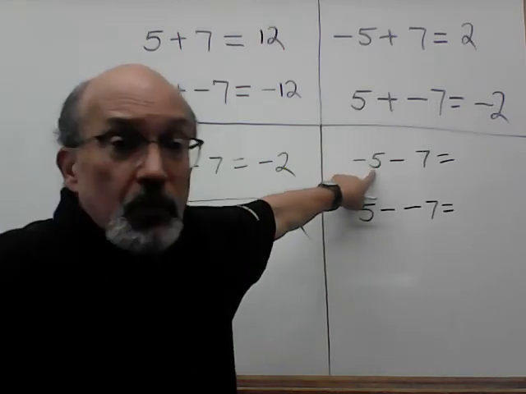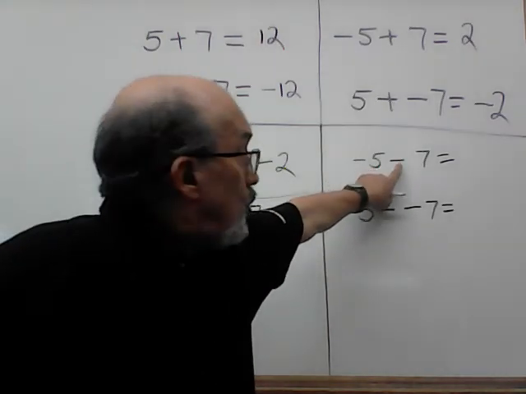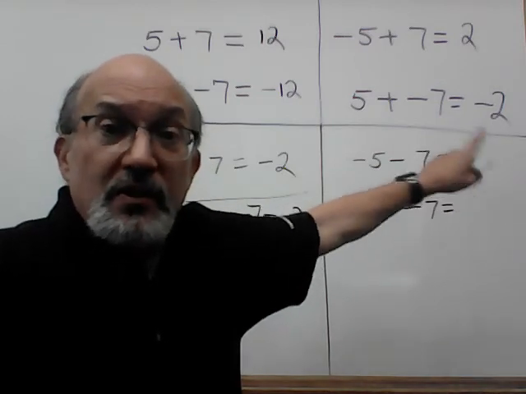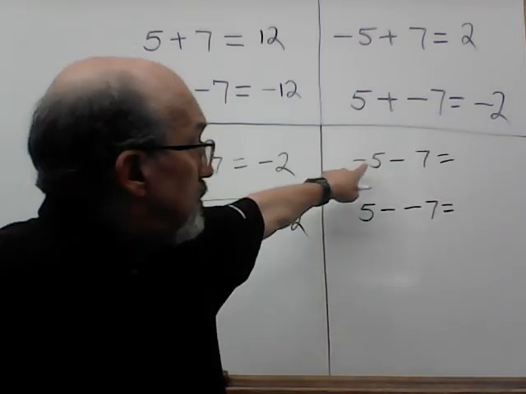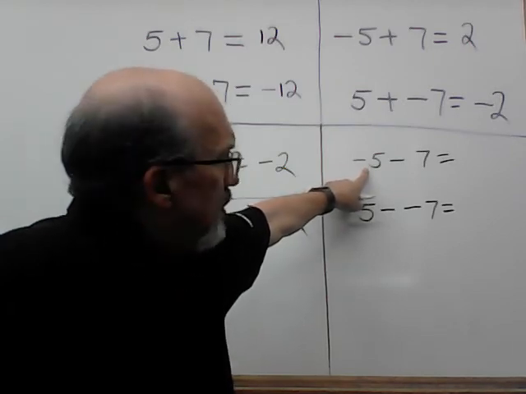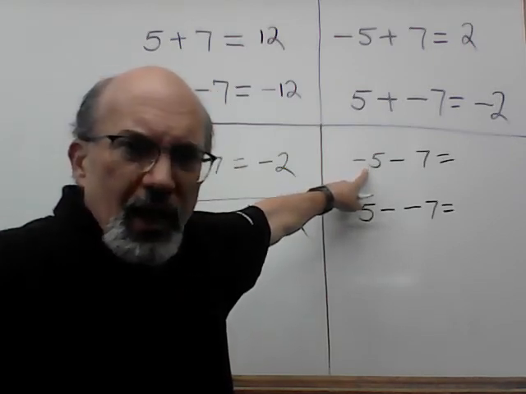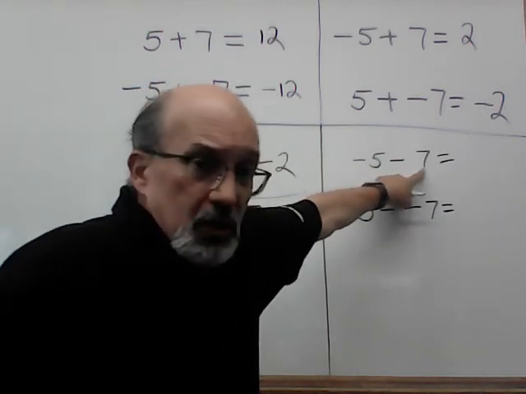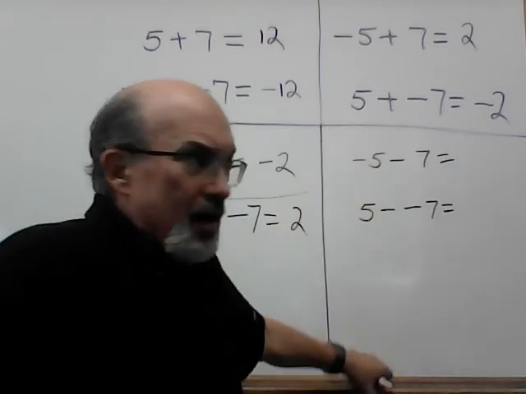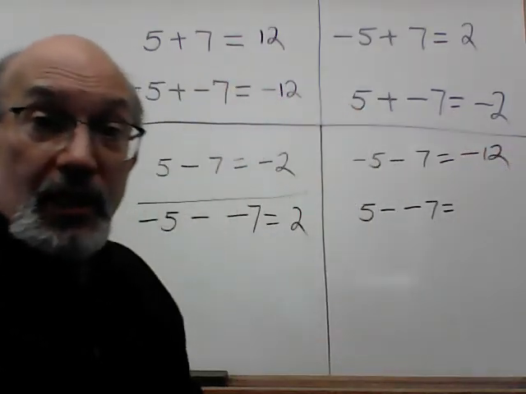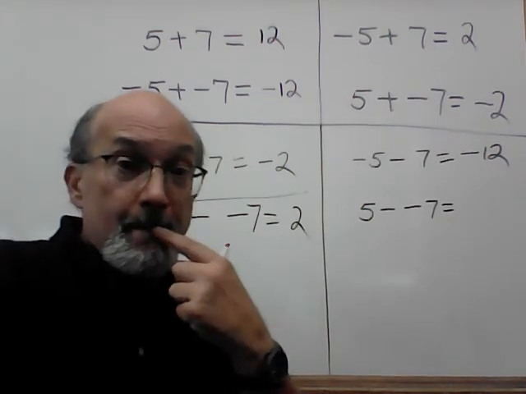Over here, we're subtracting 7. So we have to ask, what do I add to 7 to get negative 5? And that's negative 12, isn't it?